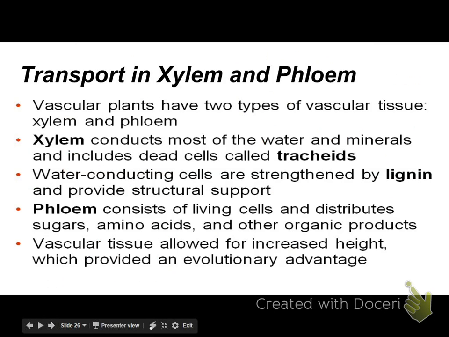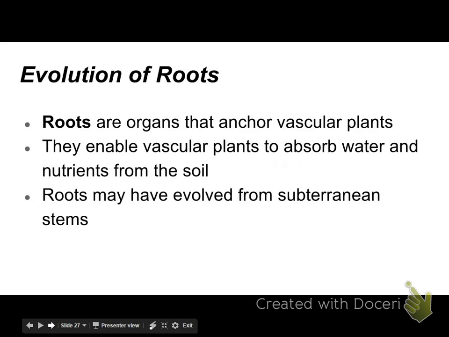Vascular plants have two types of vascular tissue, xylem and phloem. Xylem conducts most of the water and minerals and includes dead cells called tracheids. Water-conducting cells are strengthened by lignin and provide structural support. Phloem consists of living cells and distributes sugars, amino acids, and other organic products. Vascular tissue allowed for increased height, which provided an evolutionary advantage. So the bigger they were, basically, the more light and CO2 they could reach.